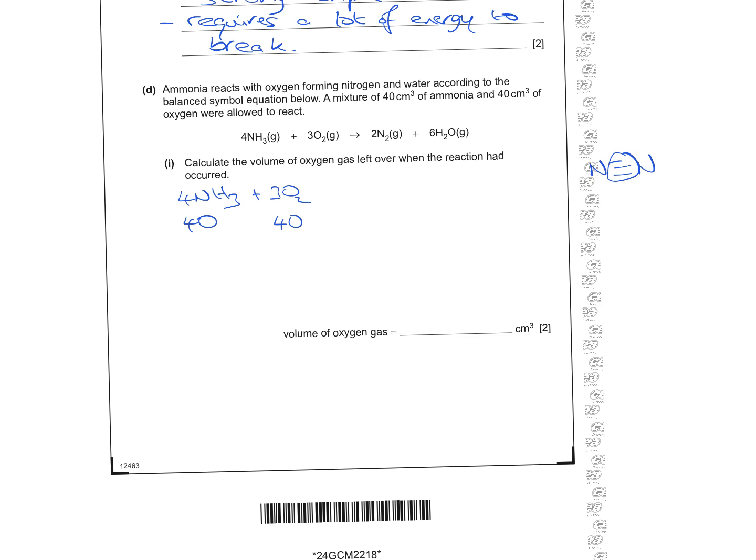So if I do that, 40 divided by 4 is 10, multiplied by 3 is 30. So 30 cubic centimetres react. All of the ammonia reacts. And the question is, calculate the volume of oxygen gas left over. So it's going to be 40 minus 30, 10.